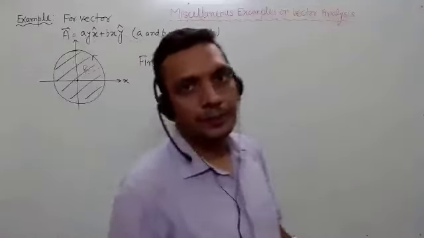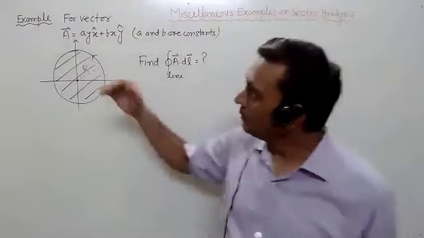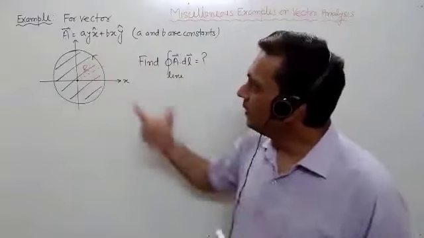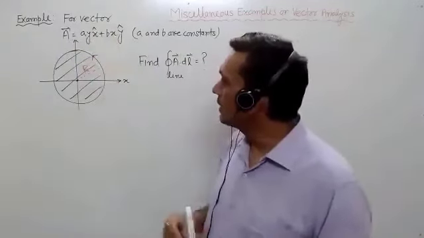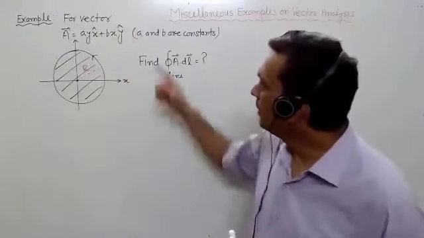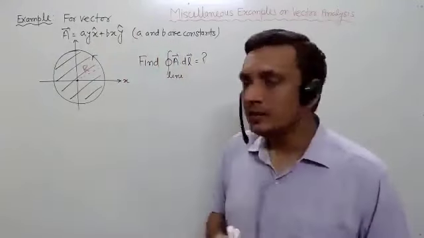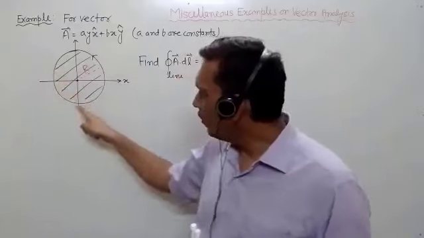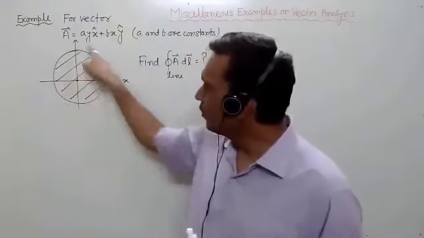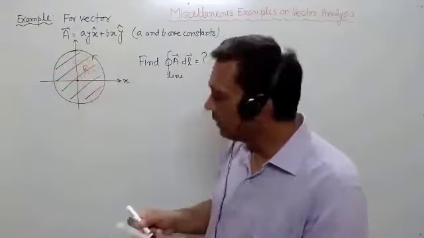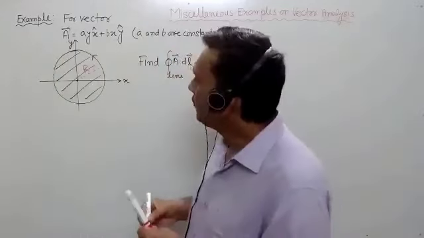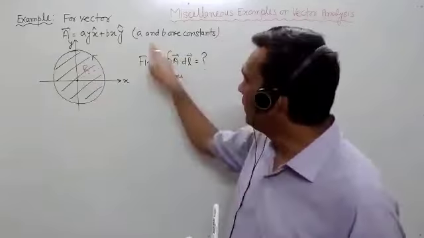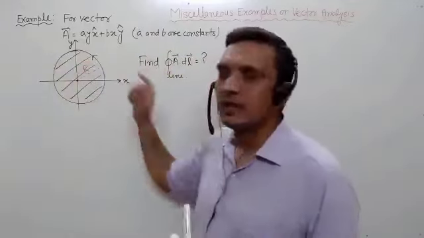So let us see a miscellaneous example. The first example is vector A given in Cartesian coordinates, that is A = a y x cap plus b x y cap, where a and b are constants. Now you have an open loop, that is a circular loop in the XY plane, of radius R. So what will be the closed integral of A dot dl in this case?